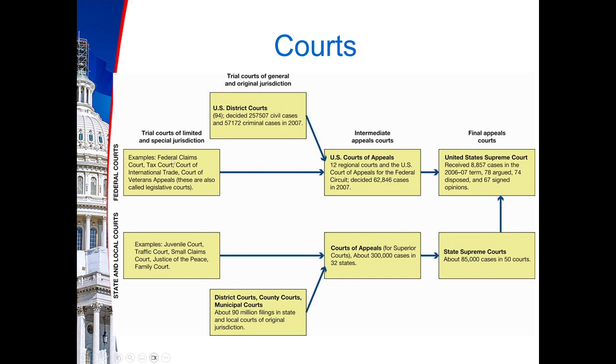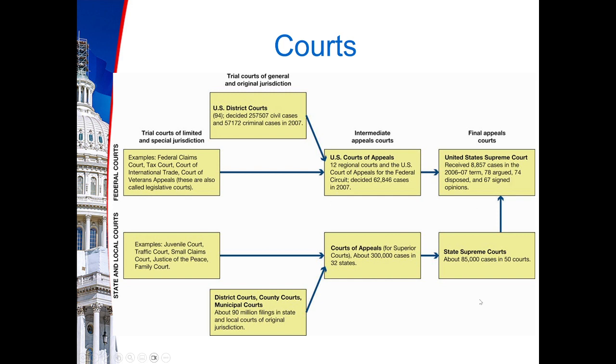For the federal courts, it could start off at a legislative court. These are the federal claims court, tax court, trade, and so forth. That might be pushed up to the U.S. Court of Appeals and then finally the Supreme Court. Or you might go from the U.S. district courts, these are the federal district courts, to the Court of Appeals to the Supreme Court. Or you may go from the district courts to the State Court of Appeals to the state Supreme Courts, all the way up to the Supreme Court.